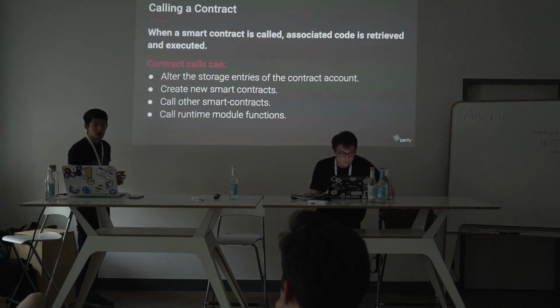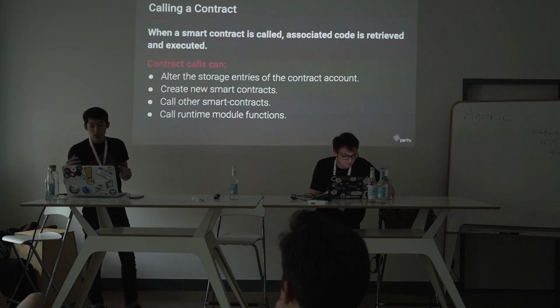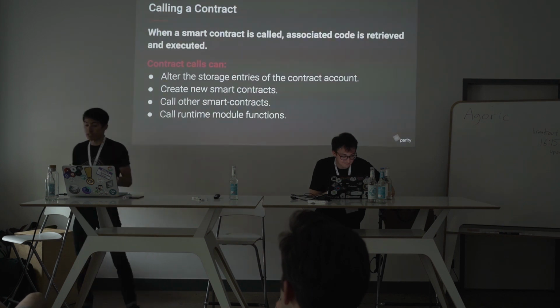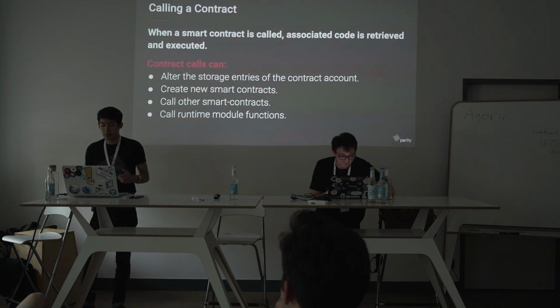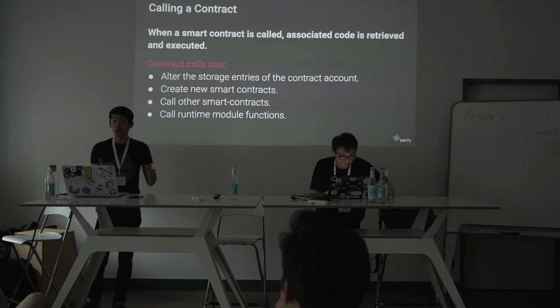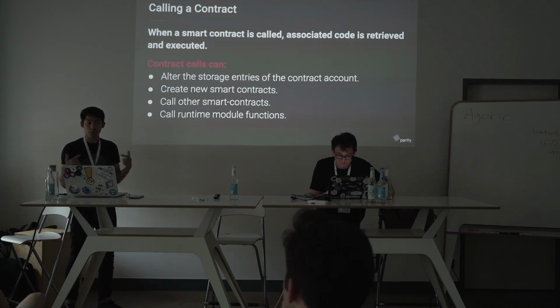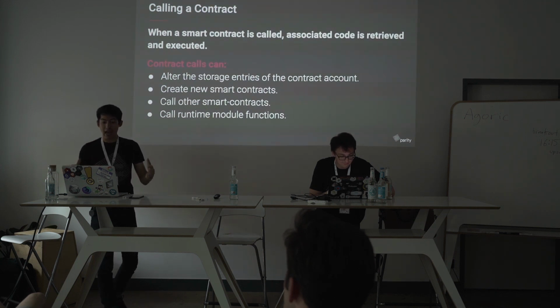When you call a contract, the code is retrieved and executed. A contract call can do things like change the storage entry of the contract account. That's very obvious. It can create new smart contracts, and you can have these deployer functions, right? It can call other smart contracts, but the coolest thing, I think, is that it can call runtime module functions. So you can go in your blockchain and introduce new low-level functions which bypass all of the restrictions of contracts and have your contract call that.